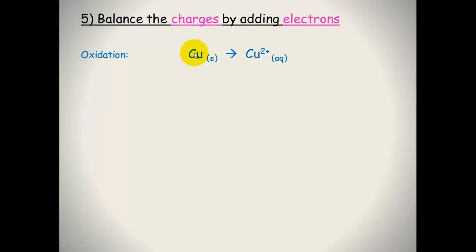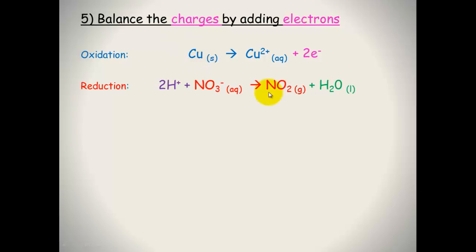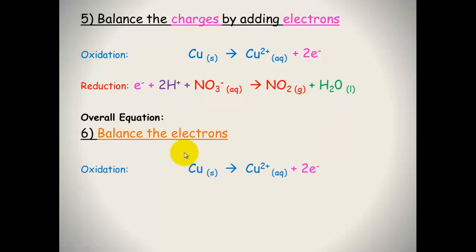So step 5, balance the charges by adding electrons. If we look, copper has gone from 0 charge to a 2+ charge. So to balance that out, we need to add 2 electrons to this side. So now we've got 2 negatives, 2 positives, that equals 0, and a total of 0 charge on the left hand side. Our reduction reaction, we've got 2 positive plus 1 negative equals 1 positive on this side. And on this side, we've got 0 charge. So we're going to need to add 1 electron onto the left-hand side. Now our charges on both sides are balanced.